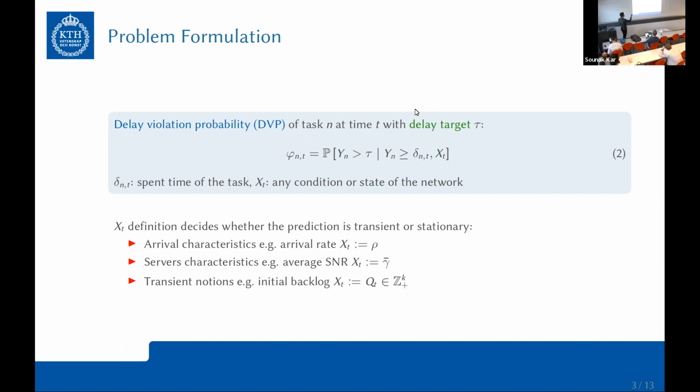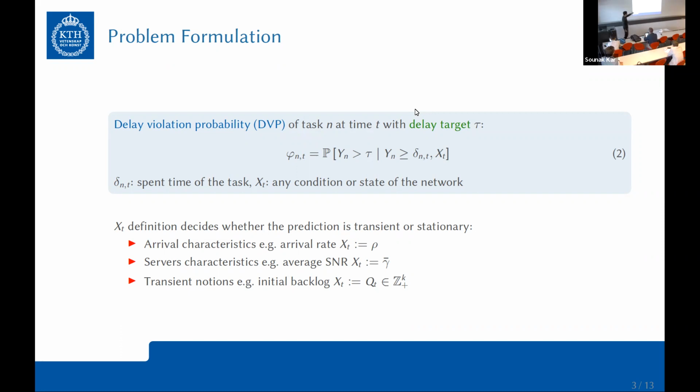expression explains that the packet or the task is in the network. And the second one, xt, is the important one, because I am conditioning this probability on the state of the network. And this gives me the freedom to model anything there. So I can say, all right, xt would be like arrival characteristics. Like I can define xt as rho, right? And this will give me the delay violation probability in a stationary manner.